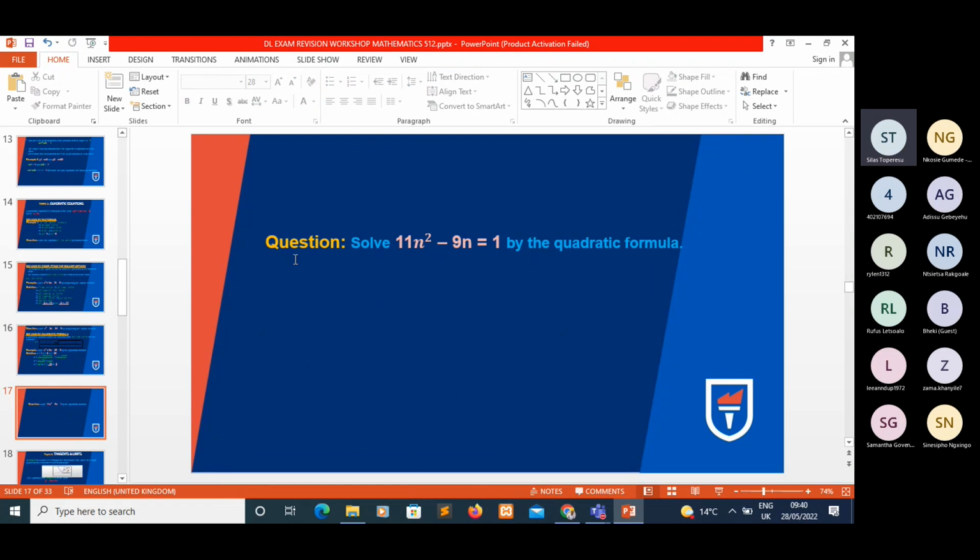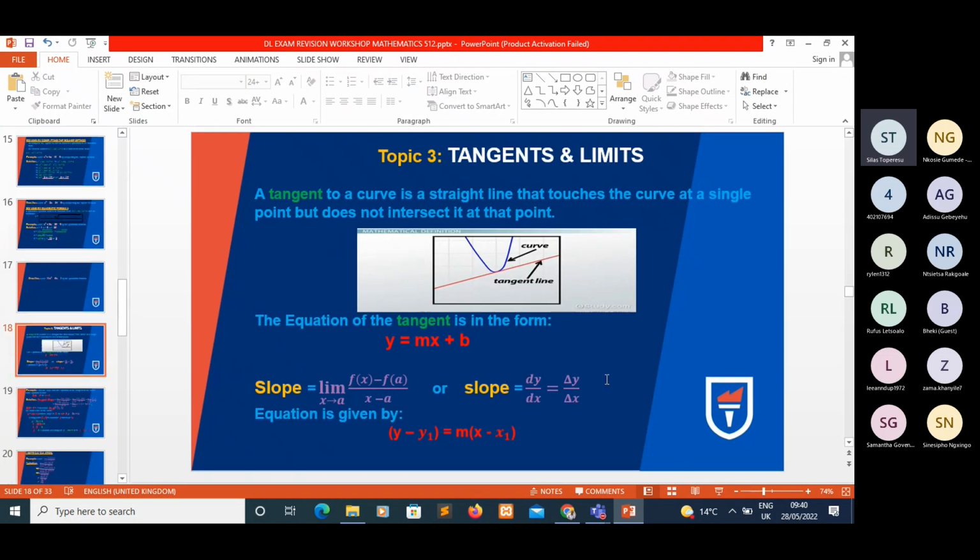So I need you also to approach this question, which is to solve using the quadratic formula, which I have here. When you have this slide, go through it as well. I think that's all on the quadratic that I have. So we have to check also on tangents and limits.